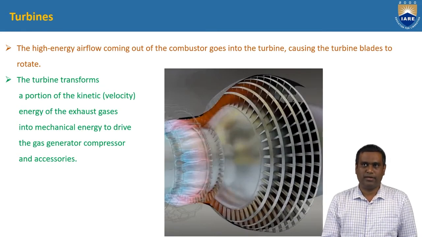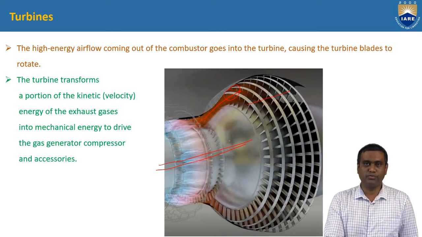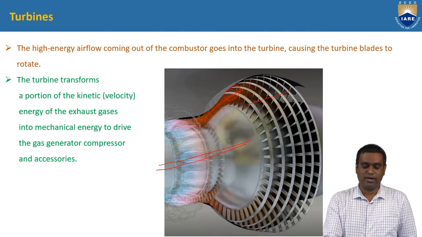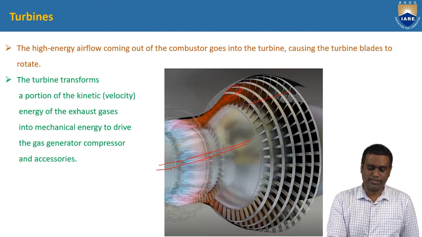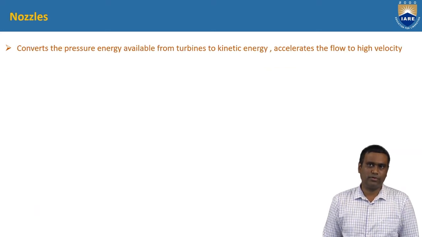Here we can see the picture of turbines. The exhaust of the combustion chamber flows through the turbines, and the energy of the exhaust gases is converted into mechanical energy. This mechanical energy is transferred through the shaft and used to run the compressor and other accessories of the gas turbine engine. Different types of turbines are axial flow turbines and radial flow turbines.